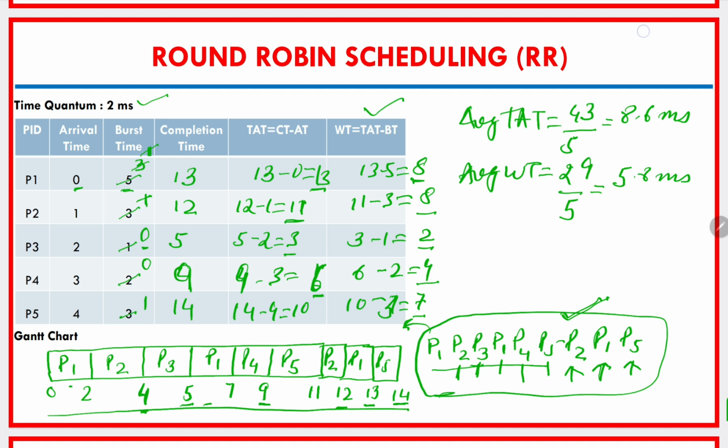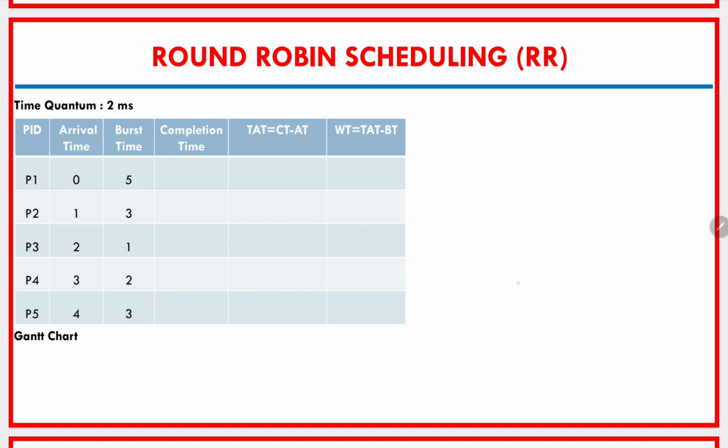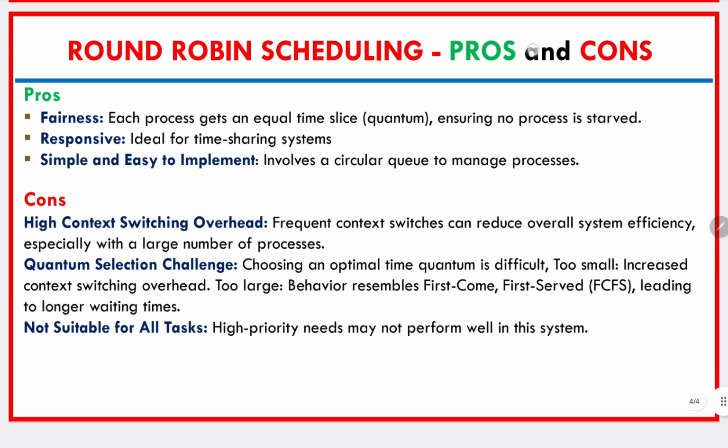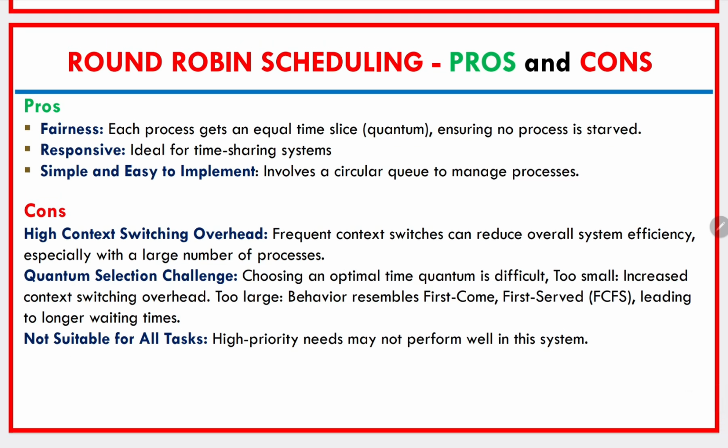So now let's move on to the pros and cons of round robin scheduling. As far as the advantages of round robin scheduling are concerned, the first thing is its fairness. That is, every process gets an equal amount of CPU time for execution, and this means each process will get its turn. No process will be starving for access to the CPU. So that is the positive part of RR scheduling, or round robin scheduling algorithm.